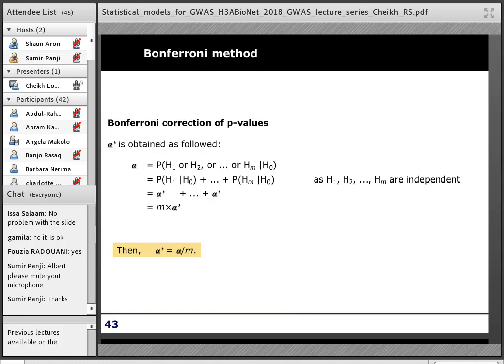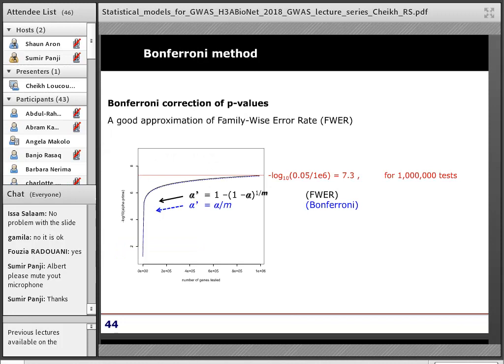So Bonferroni proposes just to divide the alpha by the number of tests to have alpha prime. So alpha prime is the simplest way: alpha prime equals alpha divided by M. And it is obtained like this. It's the sum of, because it's the probability to have H1 or H2 or H3 until HM, given that H0 is true and they are supposed to be independent. So the probability is the sum of the alpha prime, and you have M of them, so it's alpha prime times M. So here you have it easily like this.